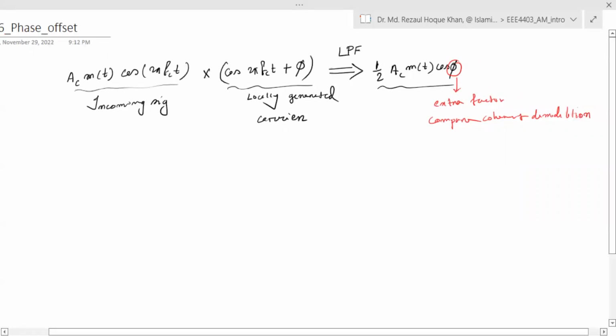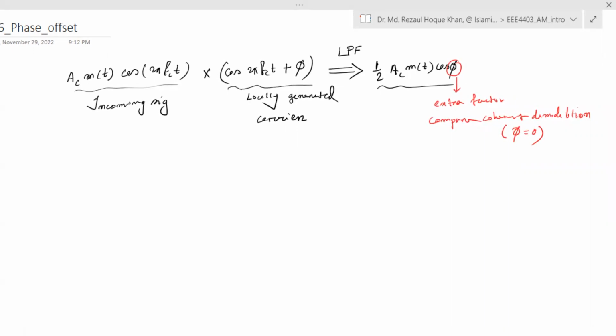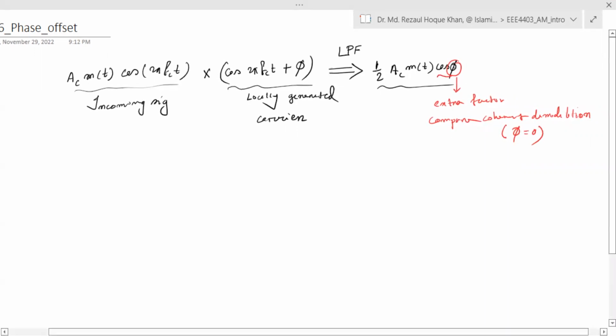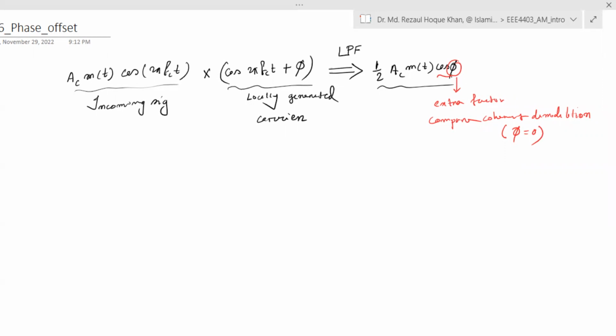So this is the phi actually added. In coherent demodulation, this phi becomes 0 degree. So this whole cos phi term is actually extra compared to the coherent demodulation, because this is the non-coherent demodulation that we are dealing with.